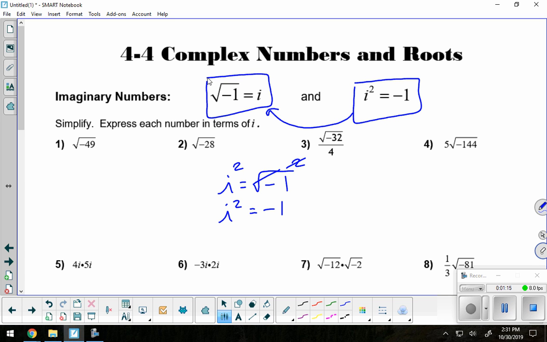But again, eventually over time, you will have these two facts memorized because we're going to be using them a lot all throughout this section. So let me give you an example. Looking at problem number 1, it says to simplify, express each number in terms of i.